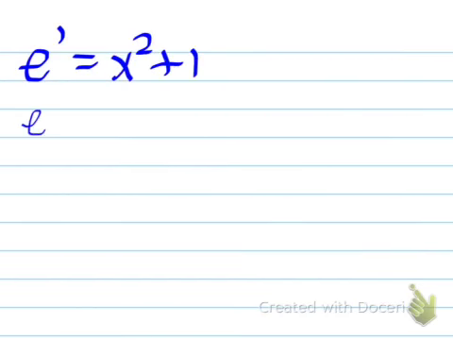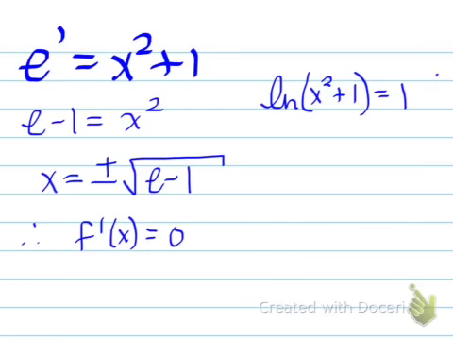Once we have that, you can then move things over, and find out that x equals plus or minus root (e − 1). So what that means is that f'(x) is equal to 0 when x is equal to 0 and when x is equal to plus or minus root (e − 1). All right, next one.